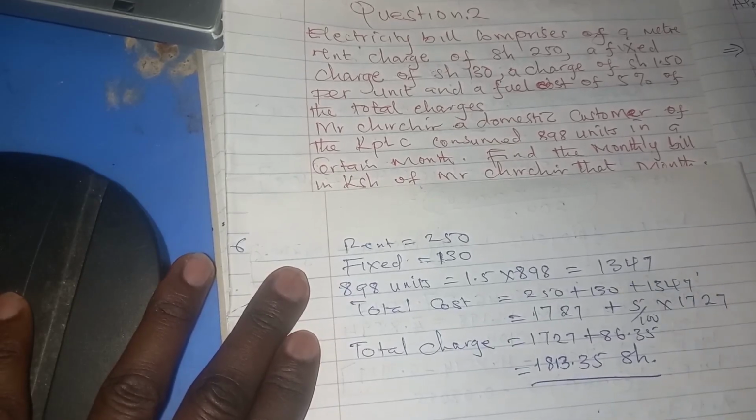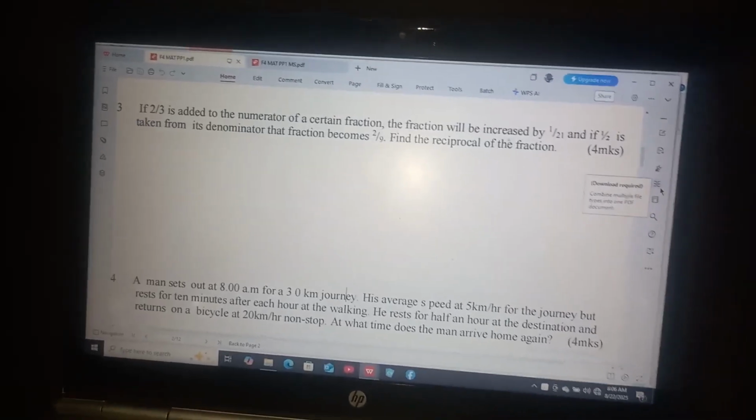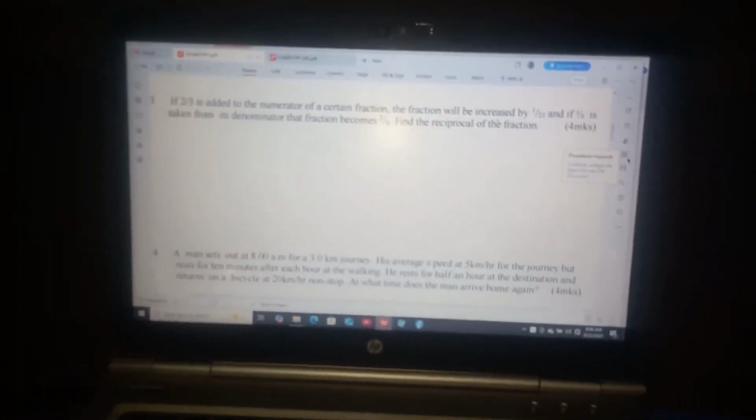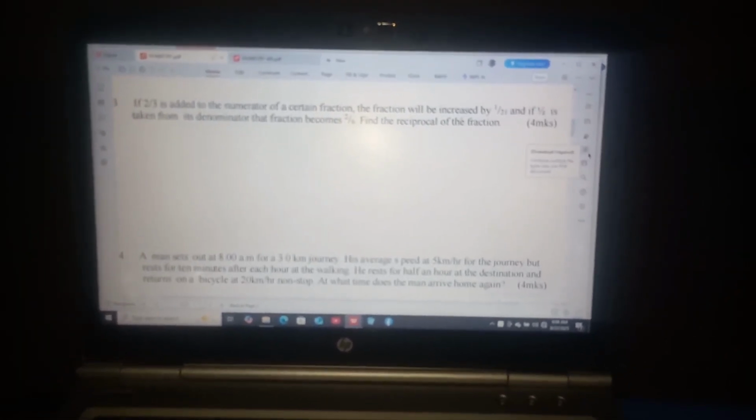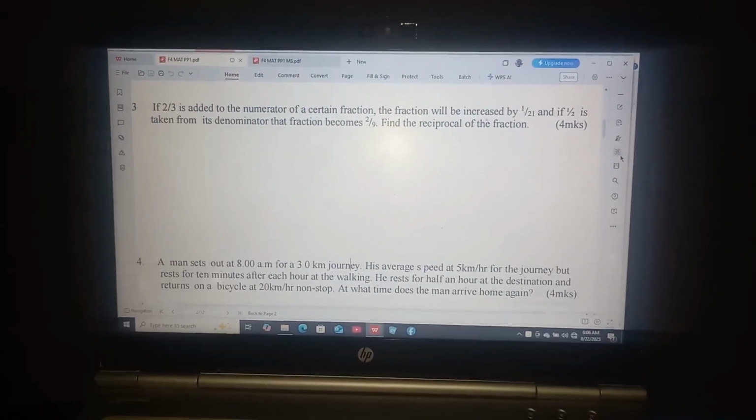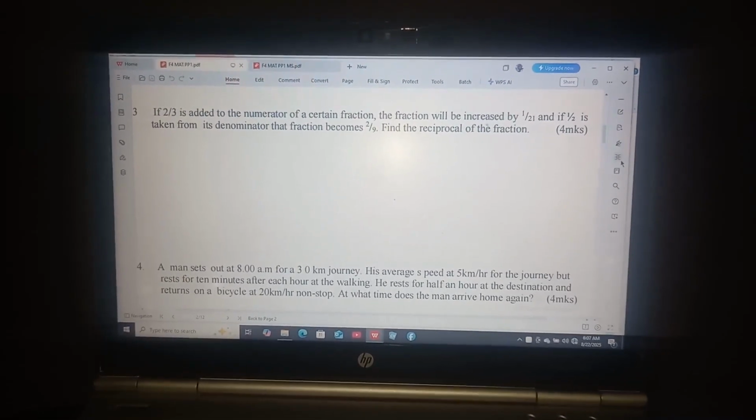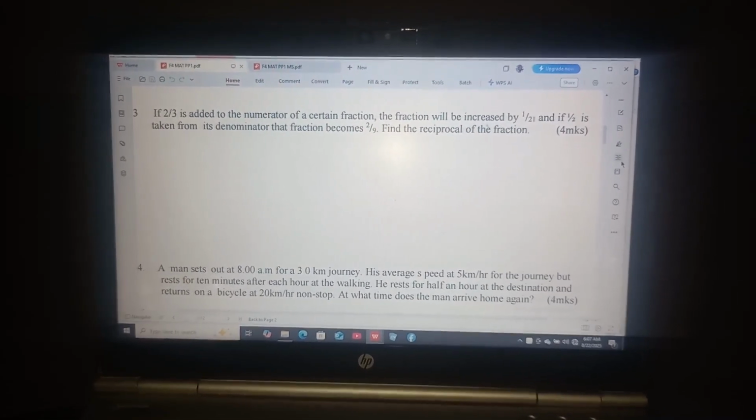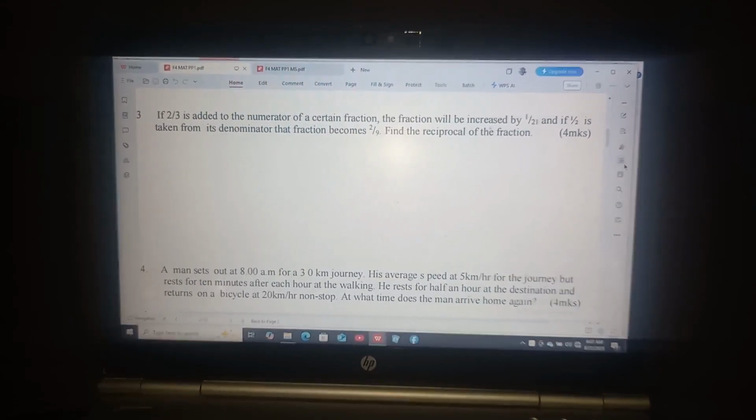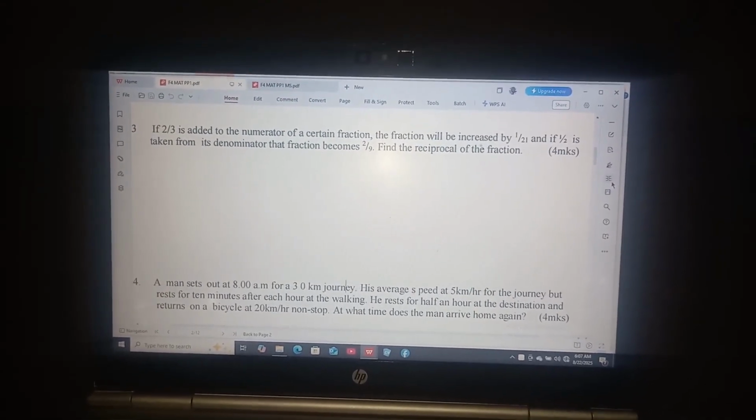Okay, so let us move on to question number 3. Our question number 3 says, if 2 over 3 is added to the numerator of a certain fraction, the fraction will be increased by 1 over 21. And if half is taken from its denominator, that fraction becomes 2 over 9. Find the reciprocal of the fraction. Let us also look at this question.